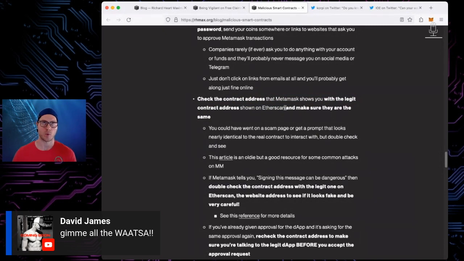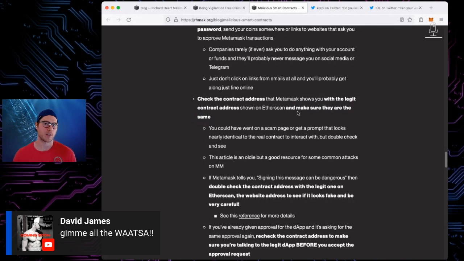One of the best ways to avoid getting attacked and your wallet drained is to go to Etherscan first and find the legitimate contract address. Maybe they have a verified button or check mark beside it. Or go to the official Twitter account, stuff like that. Get the contract address, put it into Etherscan, and then compare that official contract address to the one MetaMask is telling you wants to get approvals, sign something, or interact with you in some way, and make sure they are the same. If they are not the same, you're not talking to the legit contract.